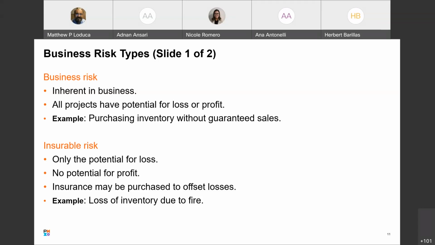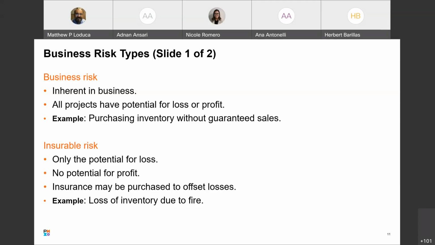Correct. I mean, this is really on time or on budget, or in scope. We get all the scope delivered, or we have good quality. Those are the types of things that we're looking at for a risk. And this is an example of a risk, but it's not inherent to a project. Same thing for insurable risk here, only potential for loss, no potential for profit. Insurance may be purchased to offset losses, loss of inventory due to fire, same thing. This is not a real good example of the risk that we are talking about in general.